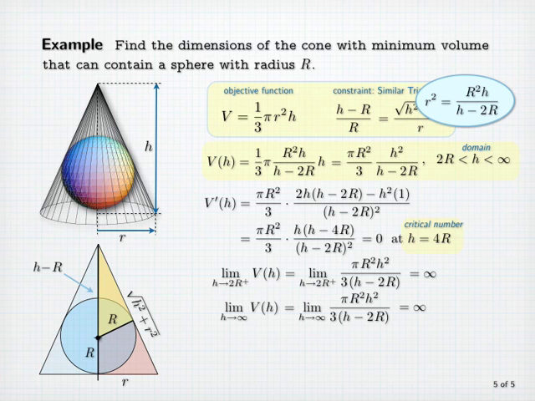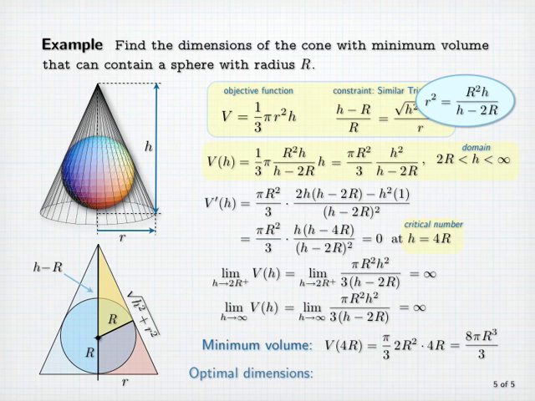Therefore, v of h must attain a minimum value somewhere, and since there's only one critical number, the minimum must be attained there. So our minimum volume is v of 4r, which turns out to be 8 pi r cubed, which is exactly 2 times the volume of the sphere. And since we're asked to find the dimensions of the cone with minimum volume, we'll report the optimal dimensions.